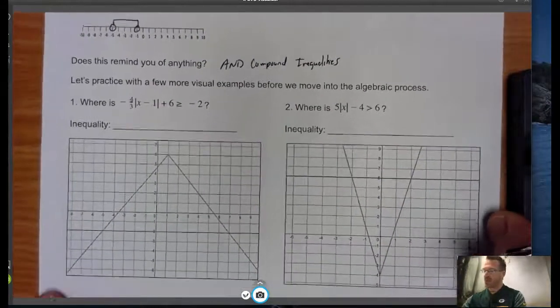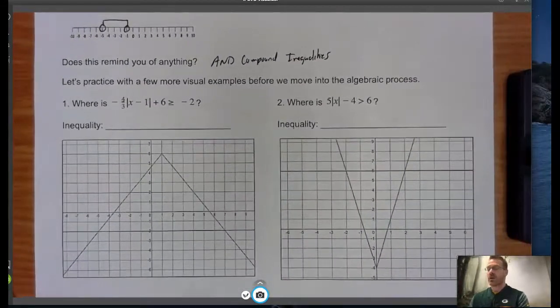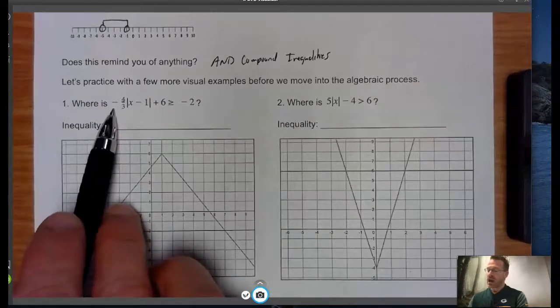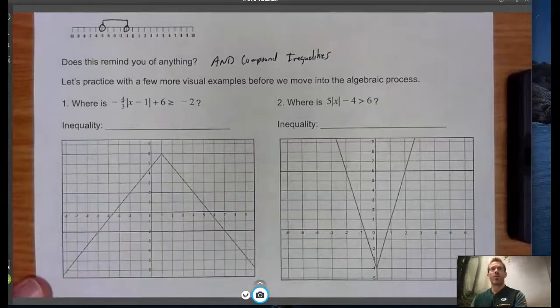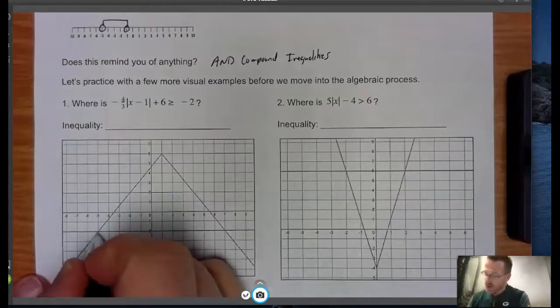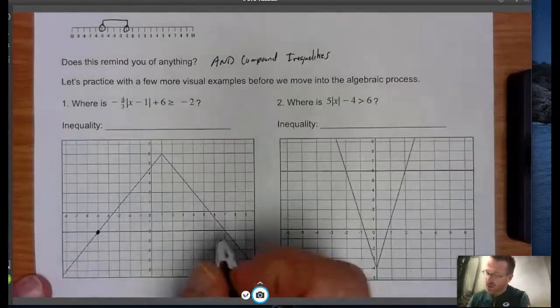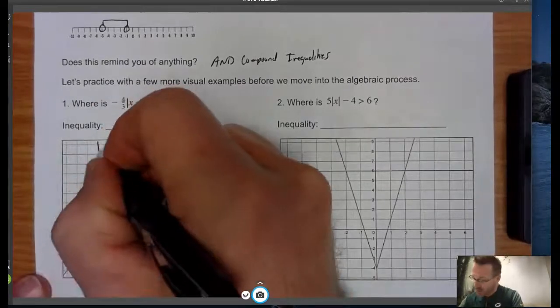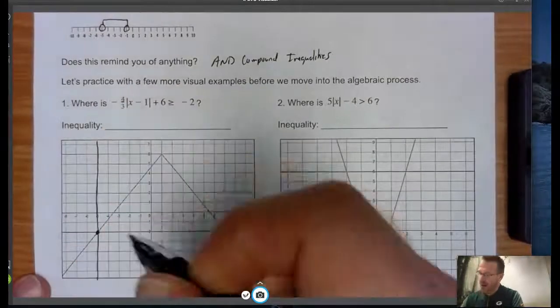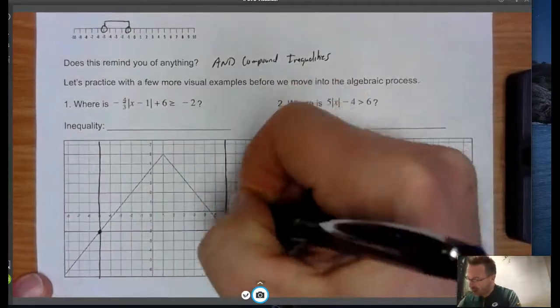So now, when I look at number 1 here, where is this absolute value graph greater than or equal to -2? So where is it above that line? Where is it above that line? So notice, here's where they're equal. There's that point of intersection. Here's where they're equal. That's the point of intersection. I can draw that vertical line right there. I'm going to draw this vertical line right here.